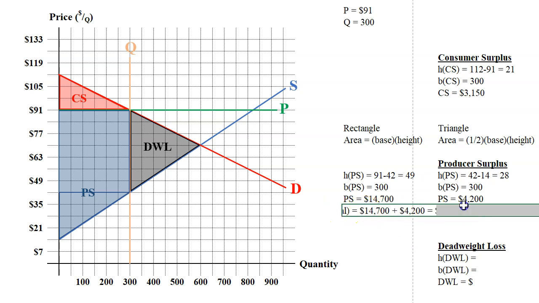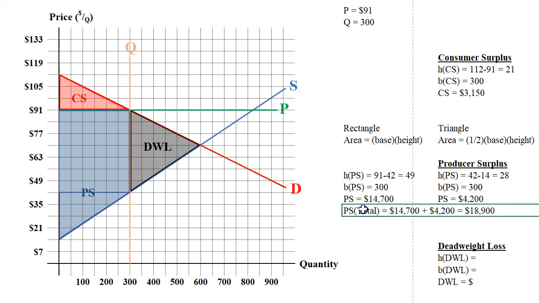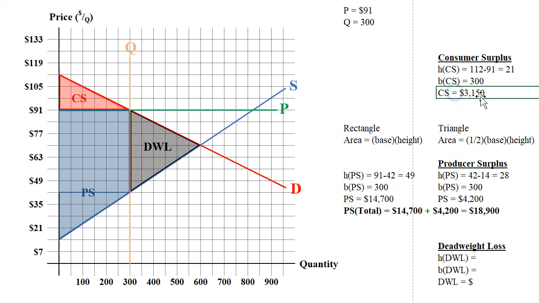Whoops. Why don't we combine these two together. There we go. All right. So far for this example, we have consumer surplus is 3,150. Producer surplus total is 18,900. And now we need to calculate the deadweight loss, which is this region right here. Now, this region is also a triangle.